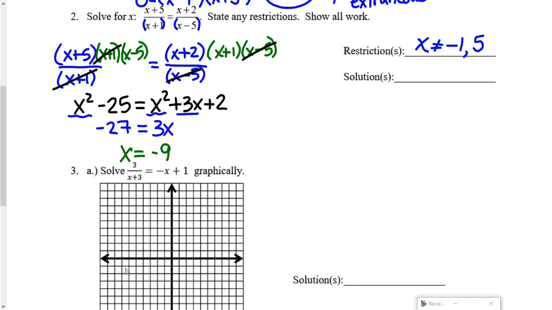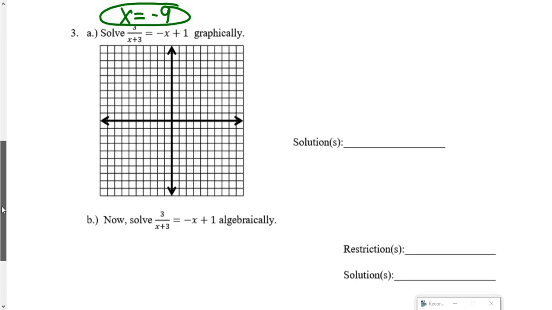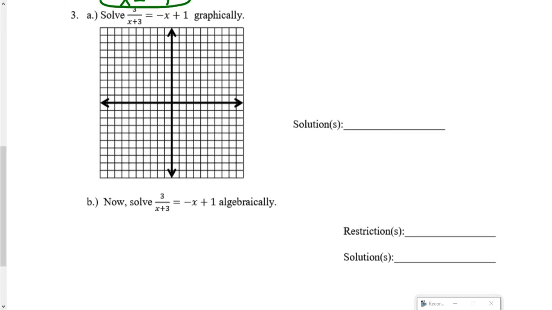If I look to see, is that on the bad list? No, it is not a restriction. So my only solution is x equals negative 9. All right. Number 3 has a part A and a part B. It asks me to solve the same equation both graphically and algebraically.